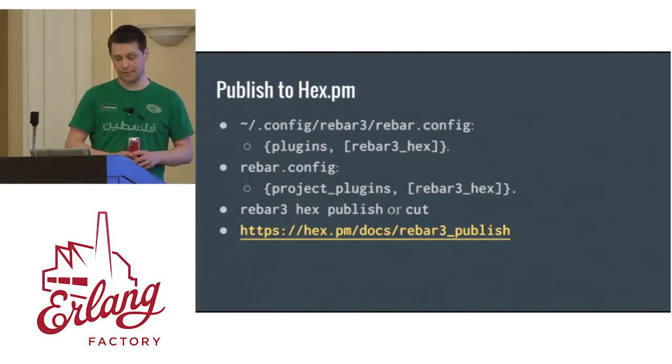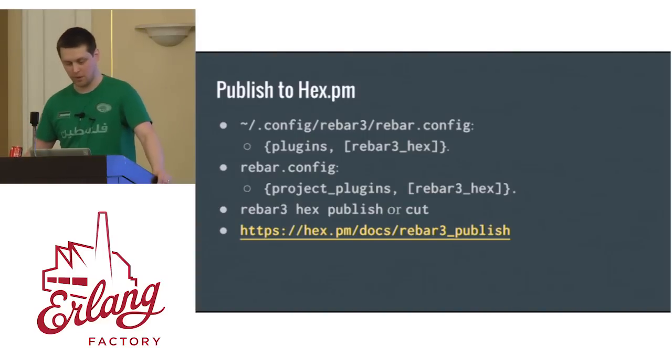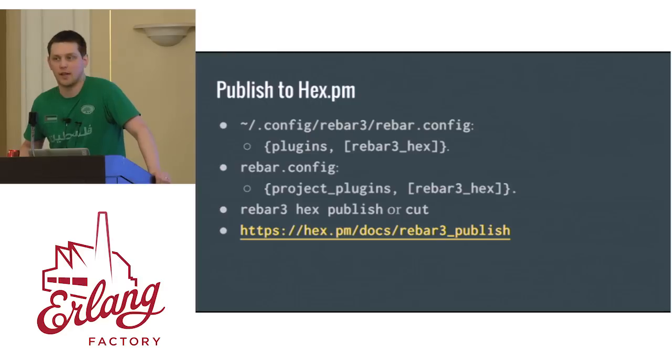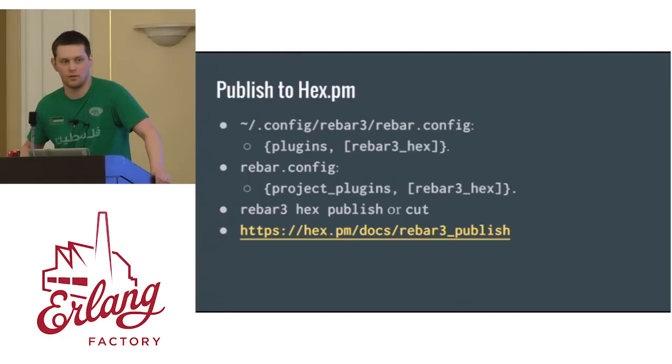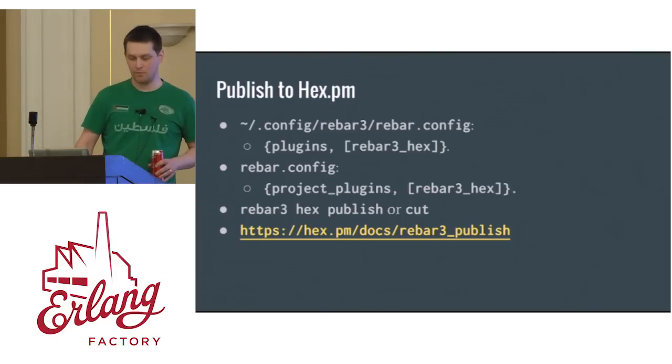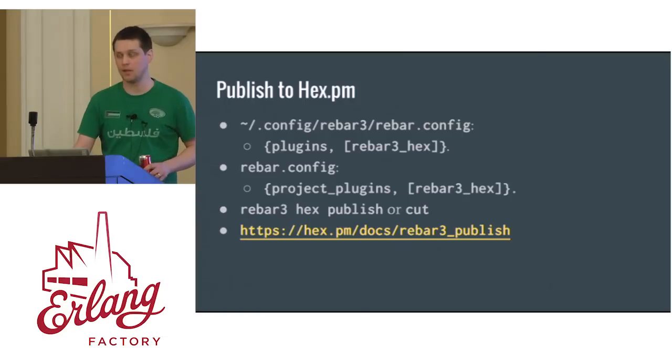And now that you've done that, you should publish your package to Hex. The plugin for that should be included in your global list of plugins or in your project plugins. That way, if someone depends on your application, they don't get the Rebar3 Hex plugin like it's a build dependency, which makes no sense if you're just depending on someone's application. And you can get more information on the Hex PM website.